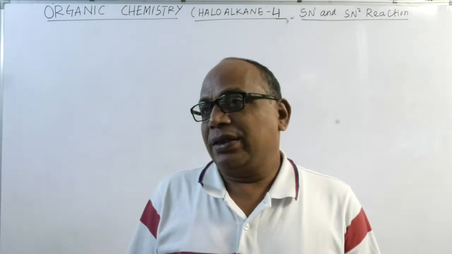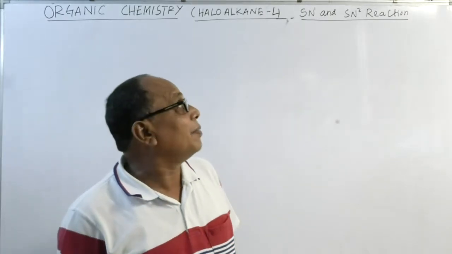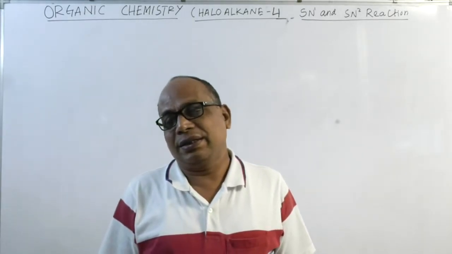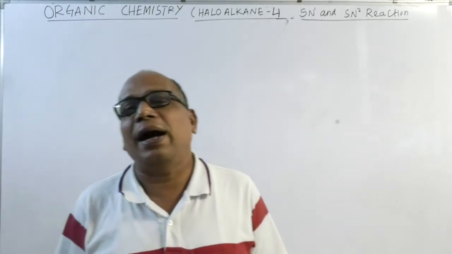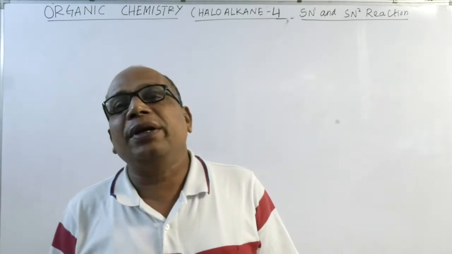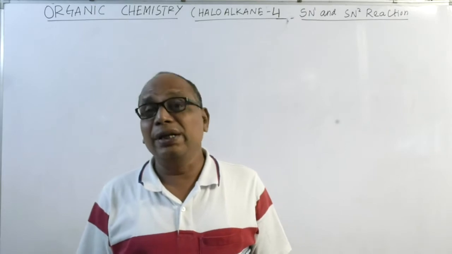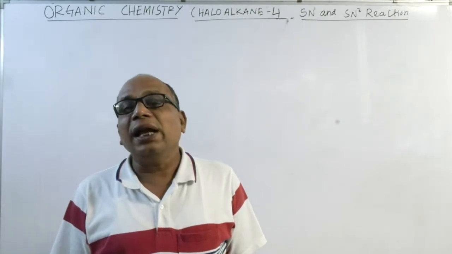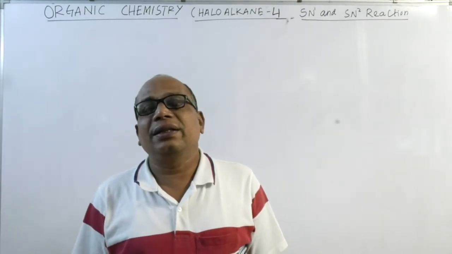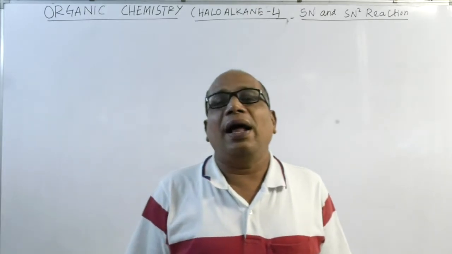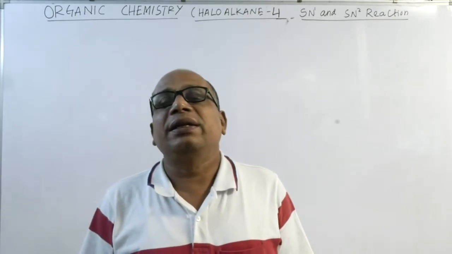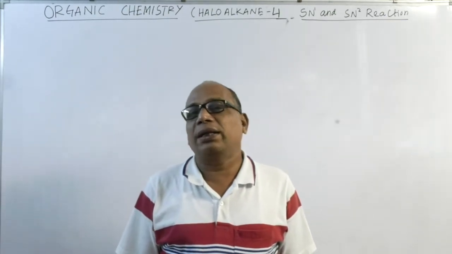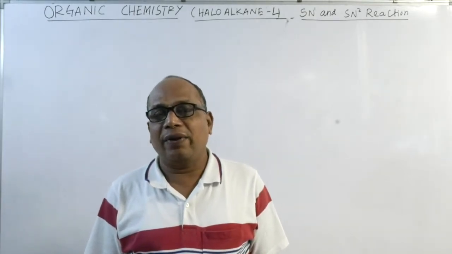Last class, that is organic chemistry class number 3, we discussed some physical properties and the reactivity order of alkyl halides. The reactivity order of alkyl halides depends on carbon-halogen bond strength. As the bond strength increases, the reactivity of alkyl halides decreases. That means alkyl iodides are more reactive as compared to alkyl bromides, as compared to alkyl chlorides.